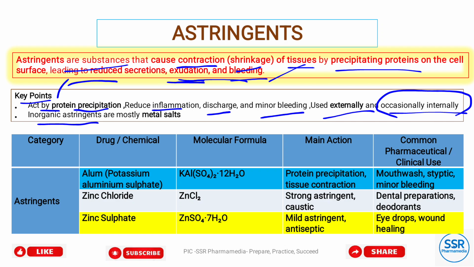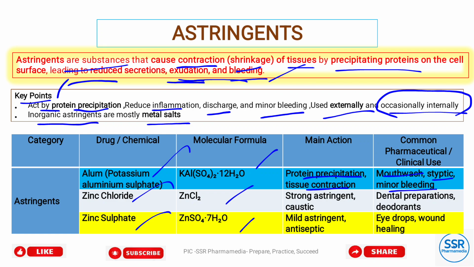The inorganic astringents are mostly metal salts. Here there are mainly three astringent compounds: potassium aluminum sulfate, zinc chloride, and zinc sulfate. These are the molecular formulas of each compound. The mechanism of alum is protein precipitation and tissue contraction, that means tissue shrinkage. It is mainly used in mouthwash, as a styptic, and for minor bleeding.